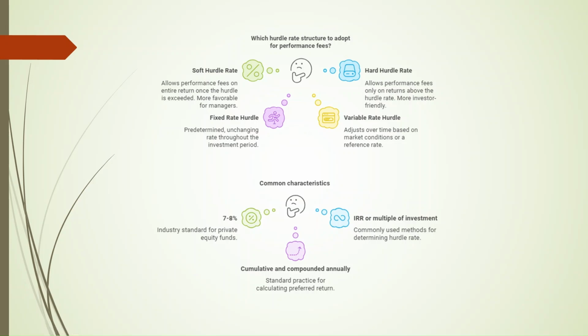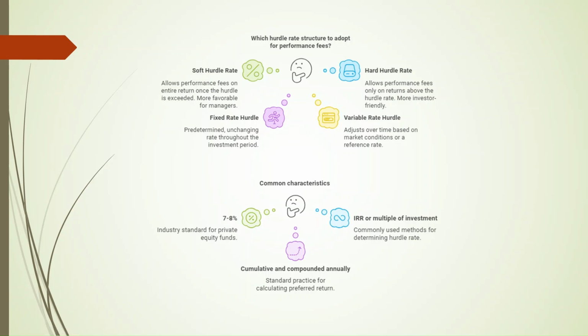The hard hurdle rate will allow performance fees only on returns above the hurdle rate, while the soft hurdle rate will allow the performance fees on the entire return once the hurdle is exceeded. So this is more GP favors and this is more LP favors. Does it sound familiar? In our prior catch-up models, we have two types of catch-up. We have the catch-up on preferred return and the return of capital, just like the soft hurdle, right? And then we have our catch-up only on preferred return.